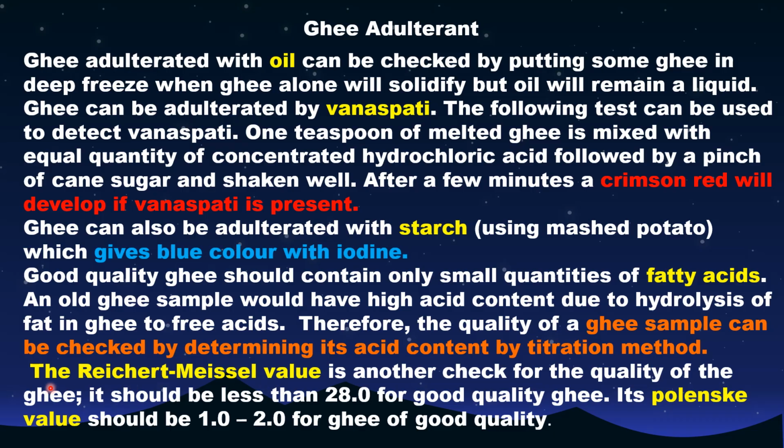So it can be checked by the Reichert-Meissl value and Polenske value, as we have seen earlier in the oil checking test. So Reichert-Meissl value gives the water soluble fatty acid value, and Polenske value shows the water insoluble fatty acid value. So the Reichert-Meissl value should be less than 28 for a good quality ghee, and Polenske value should be 1 to 2 for a good quality ghee.